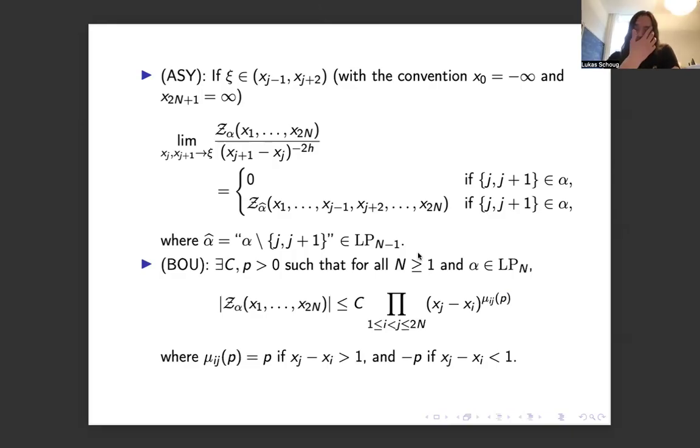And then we have this bound in terms of powers. It's nothing you actually need to care about, but it's just something that I should mention.